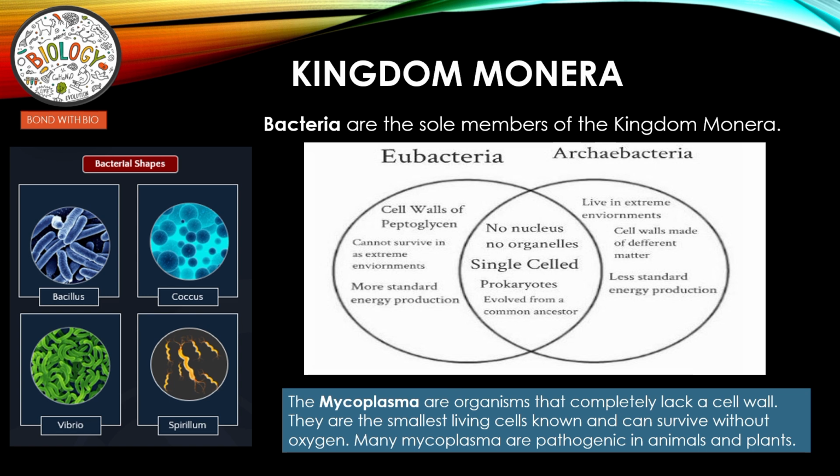The last organism under the kingdom Monera that we need to know is the mycoplasma. The mycoplasma are organisms that completely lack a cell wall. They are the smallest living cell known and can survive without oxygen. Many mycoplasma are pathogenic in animals and plants.